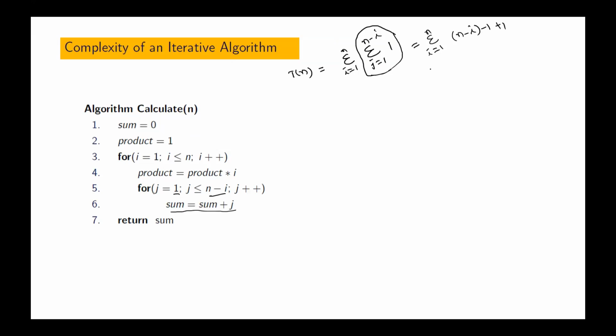This is also the same as sigma of n minus i. What is this value? Just now we calculated, no? n into (n minus 1) by 2. What is its order of growth? n square. Once you know the order of growth, we can play with asymptotic notations.